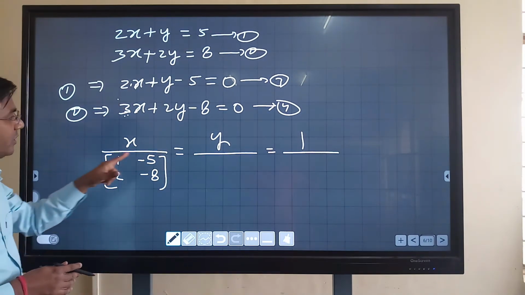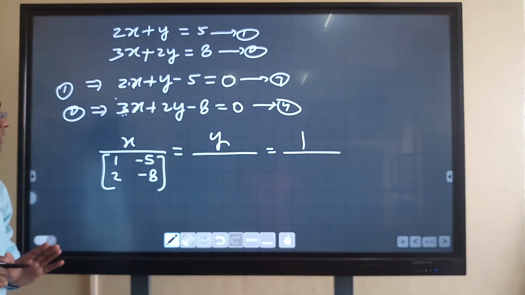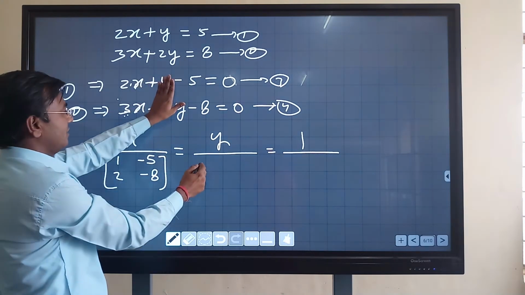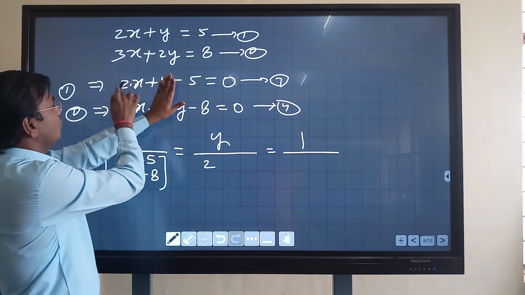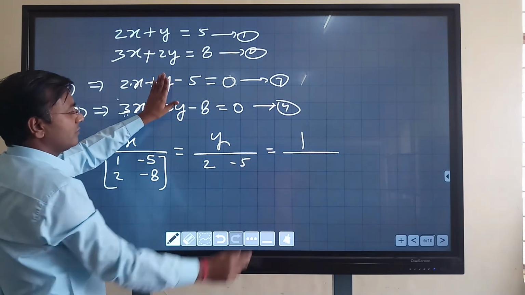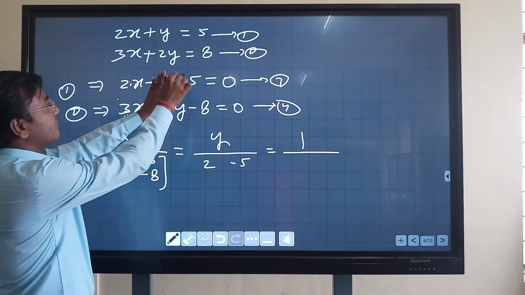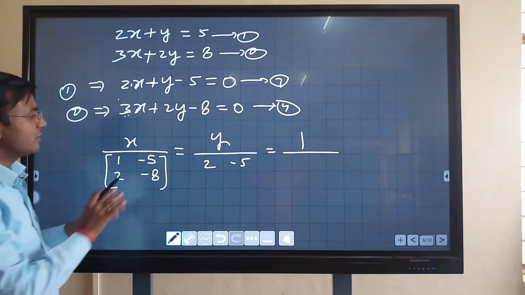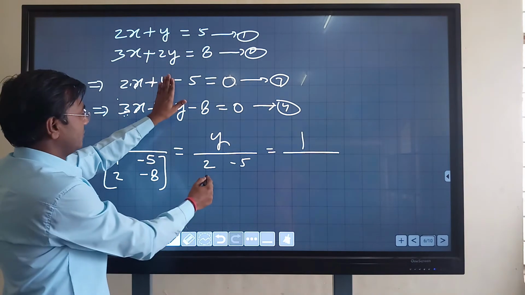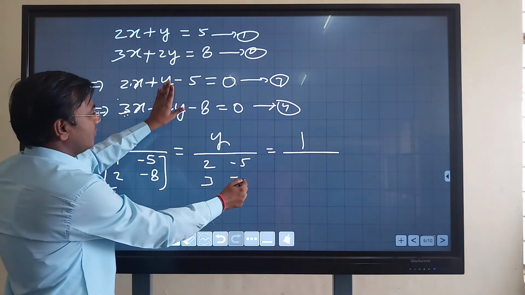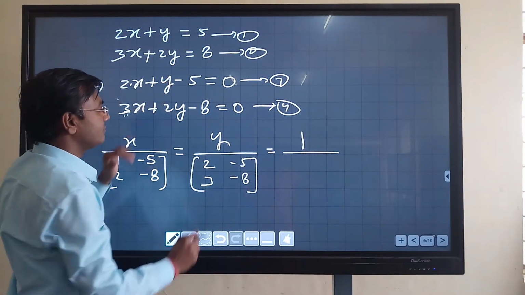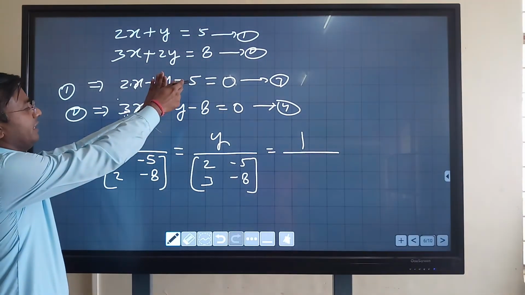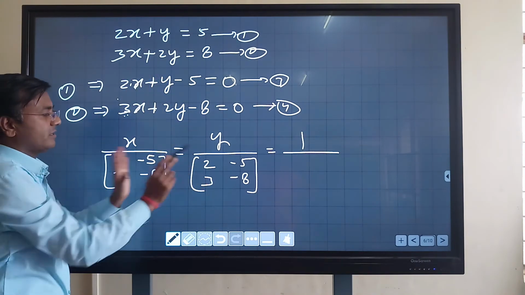Clear? Next, similarly, we have to write y upon. So what will we do? We will hide the elements of y and write the remaining elements. This is the rule of the method. So 2, then -5. Do not change the order. If -5 is there, write it against 2. Do not write -5 here, otherwise the question will be wrong. As it is, you have to write. Next 3 and -8. Check once again: y upon, hide y and write 2, -5, 3 and -8 over here.